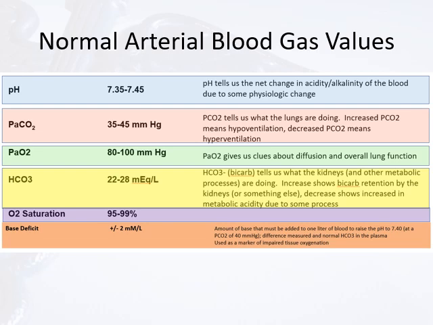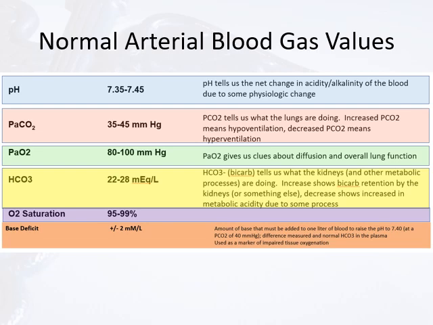This value can range pretty significantly, and a lot of times we'll see normal values ranging as a result of age, with folks that are younger tending to have higher PaO2s, and folks that are older tending to have lower PaO2s. The PaO2 gives us clues about diffusion of oxygen through the lung tissues and also about overall lung function.